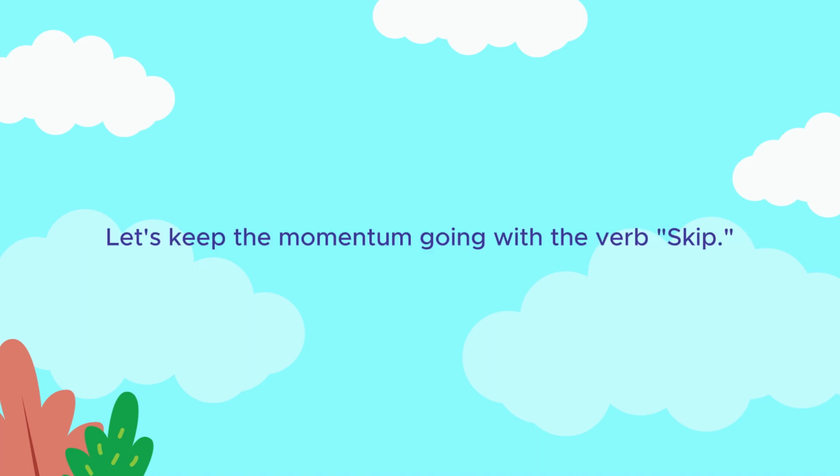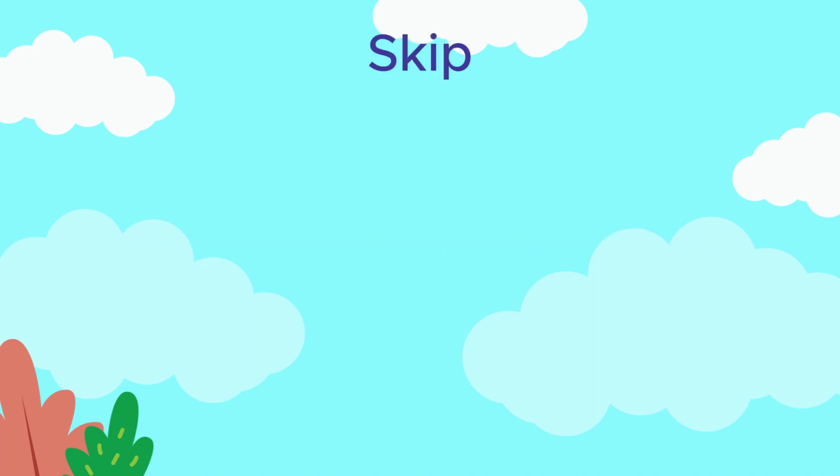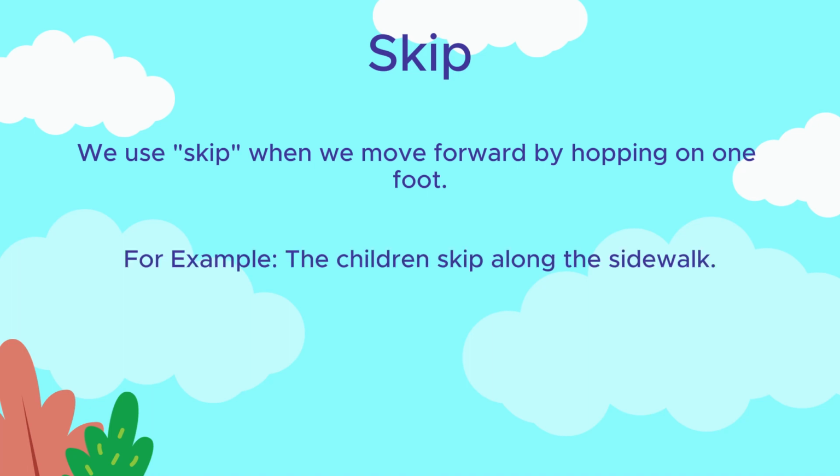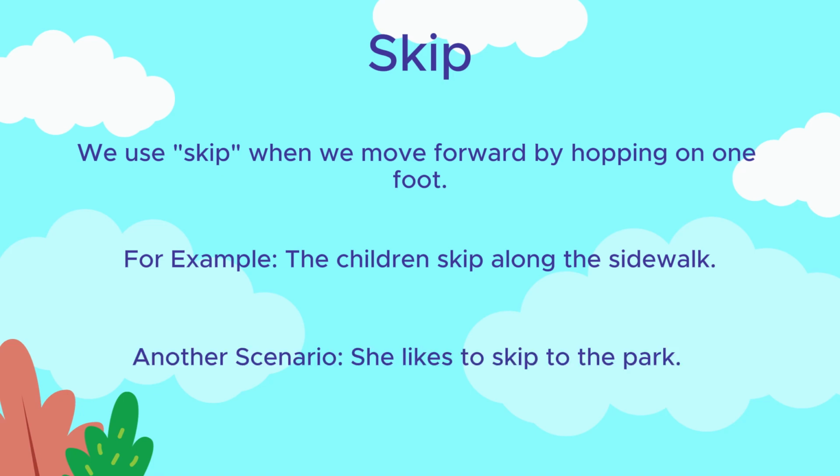Let's keep the momentum going with the verb skip. Repeat after me, skip. We use skip when we move forward by hopping on one foot. For example, the children skip along the sidewalk. Another scenario, she likes to skip to the park.